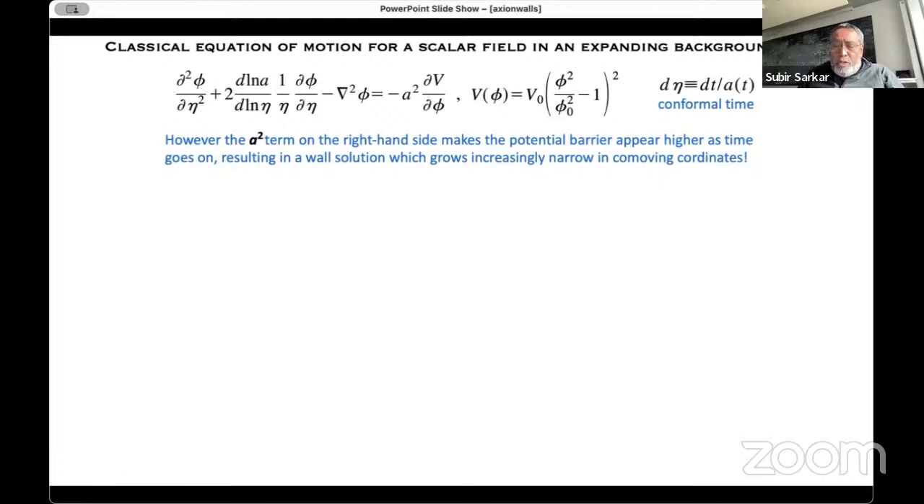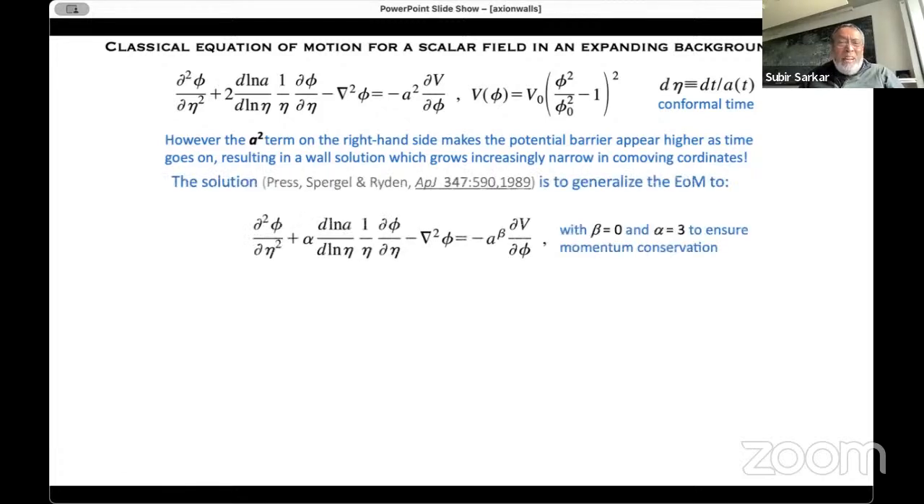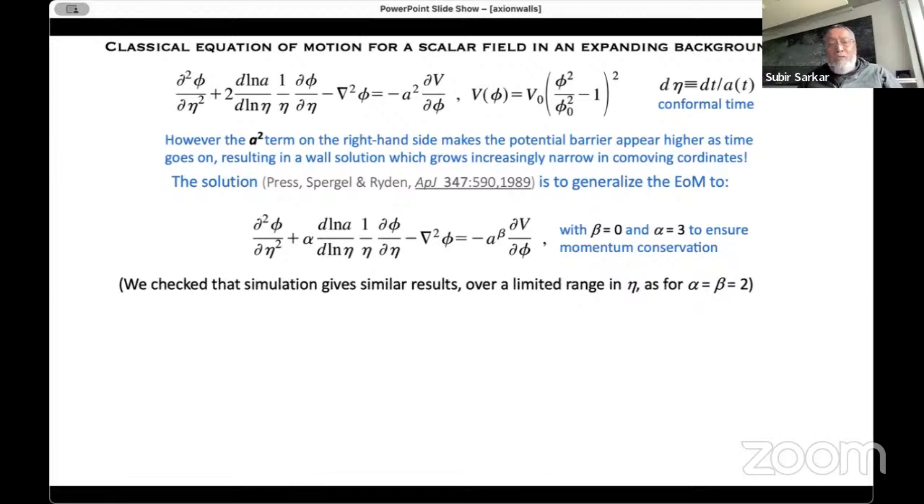Now, the solution to this was suggested as a numerical trick by Bill Press and collaborators. And they said, why don't you just generalize this equation of motion so that instead of this 2 here and this 2 here, you call them alpha and beta and choose beta equal to 0. In other words, this barrier does not change in height as evolution goes on. And you take alpha equal to 3 in order to ensure that momentum is conserved, because that's something we can't afford to violate. And in fact, we found that this suggestion was a very good one.